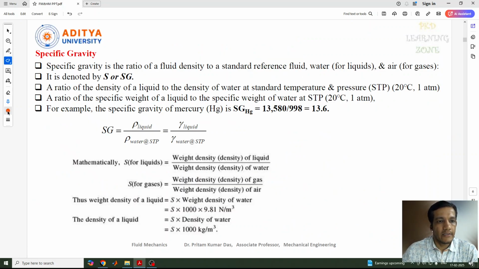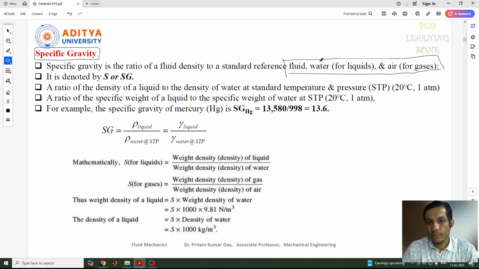The next category is specific gravity. Specific gravity of the fluid can be defined in two different ways. One is for liquid, and for gases it is different. As I told you, a fluid can be categorized into two ways: one is liquid, another one is gas. Let's take an example of water, that is coming under the liquids.